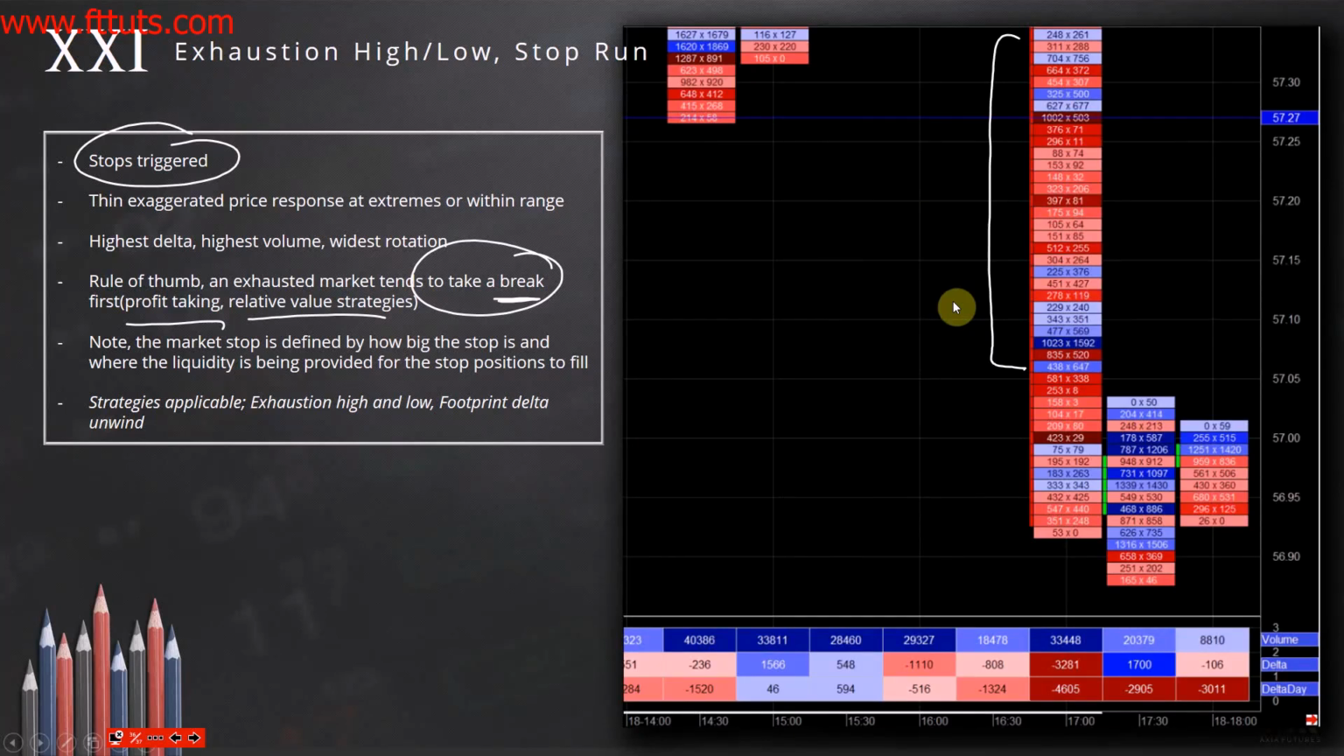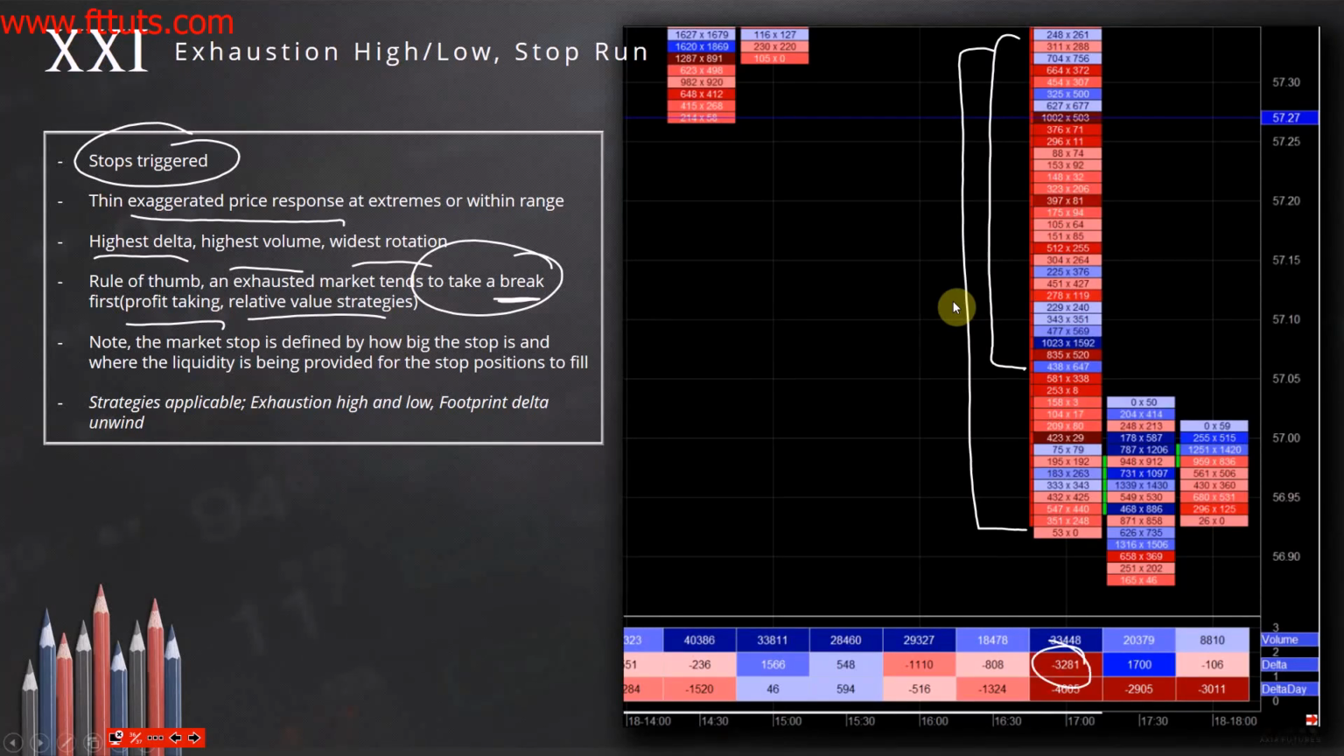Okay, now note, because of the excessive volatility, we will see exaggerated price response at extremes or within range. In other words, when these stops go off and we get the stop run, it's going to look quite aggressive. Okay, the market's going to thin out quite a lot, and it's going to be quite volatile. That being said, obviously we will likely get the highest delta, the highest volume, and the widest rotations as a result, for obvious reasons. Okay, if a market's stopping down and exhausting itself, there's a lot more time frame participants in the market, which by definition means more volume and obviously more volatility.